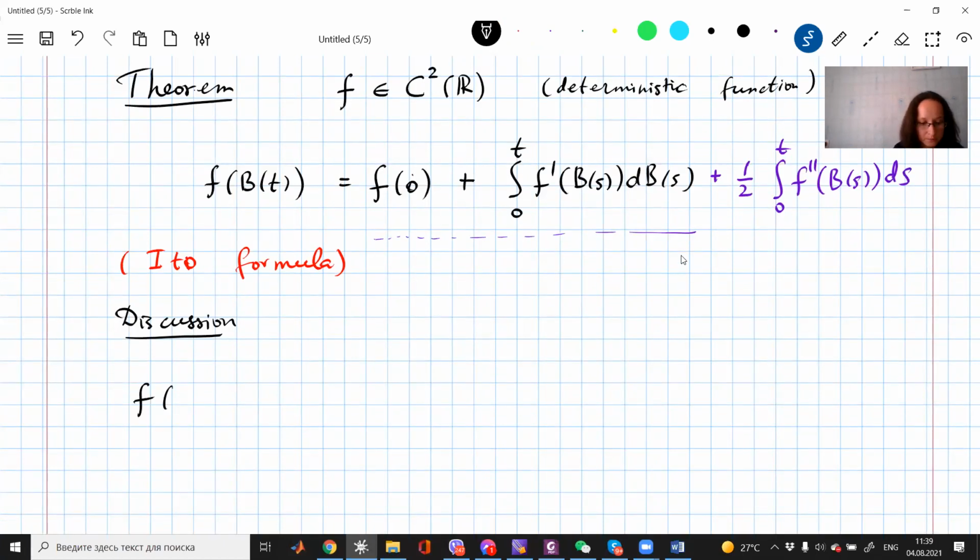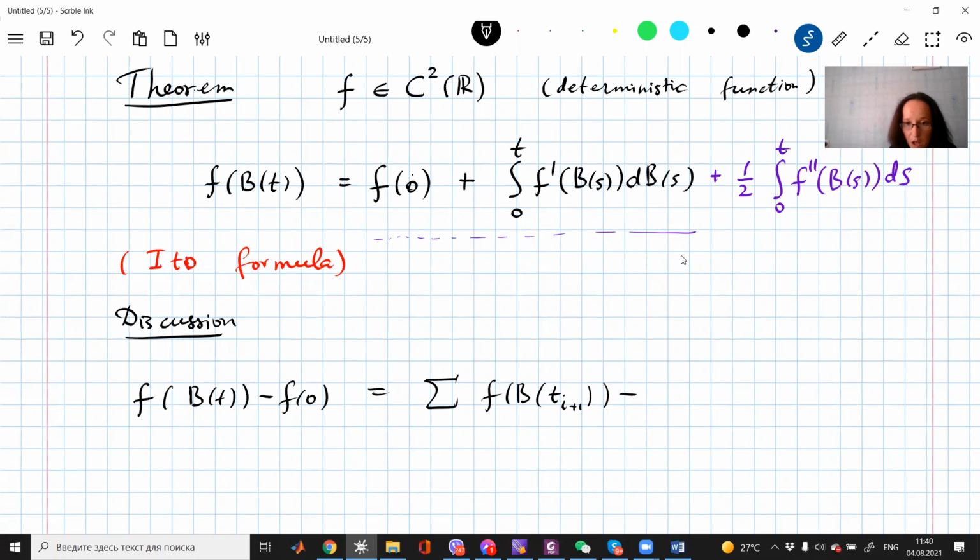So using Taylor expansion, first I can consider such an increment of values of the function f at points B(t) and f(0) as such a sum over points of a partition. Again, I have some partition assumed, and I can write it in this way, where I take, for example, such a partition t_i = i t/n, and here i from 1 to n minus 1.